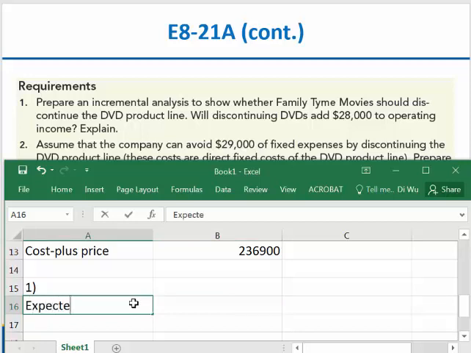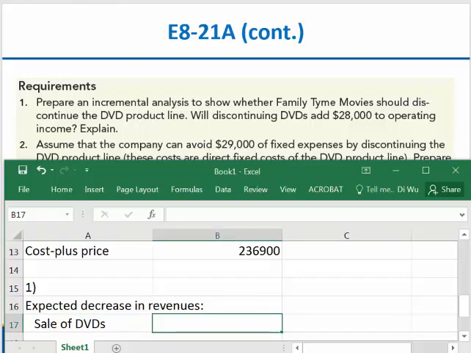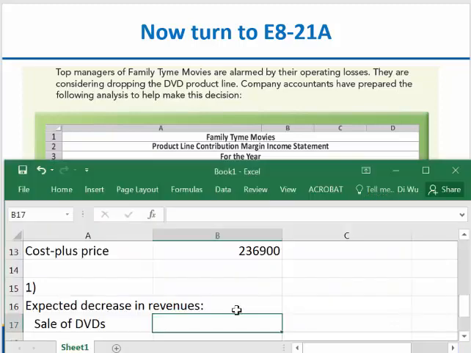First of all, you will see the expected decrease in revenues. Definitely you're not going to sell any DVD products, so you're going to lose all the sales of DVDs. The question is, how much is it? The number is actually in the prior slide. You're going to lose 126,000 in revenues. Am I correct? Yes. So that's the first thing you're going to ask.